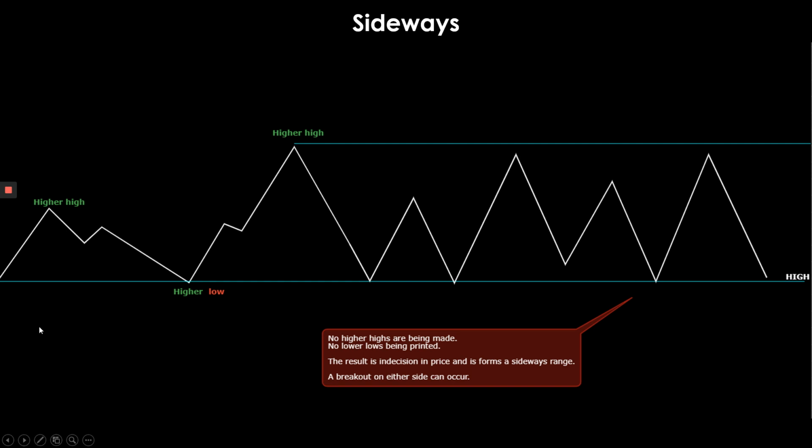The other movement is a sideways movement. So when you do make a higher high and a higher low, and then in turn make a higher high, basically you could say that okay, from here on we are in an uptrend.